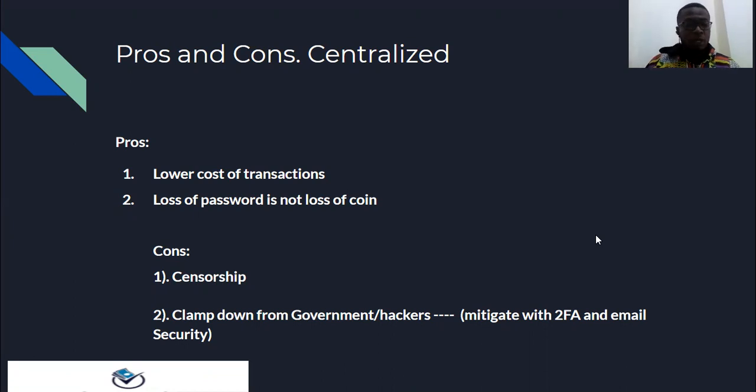Number one is censorship, right? They are businesses that are run privately. Definitely, they will be domiciled in one country or the other.